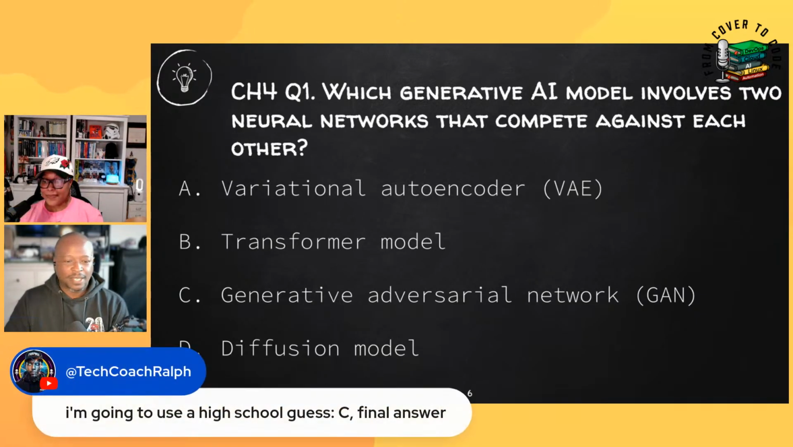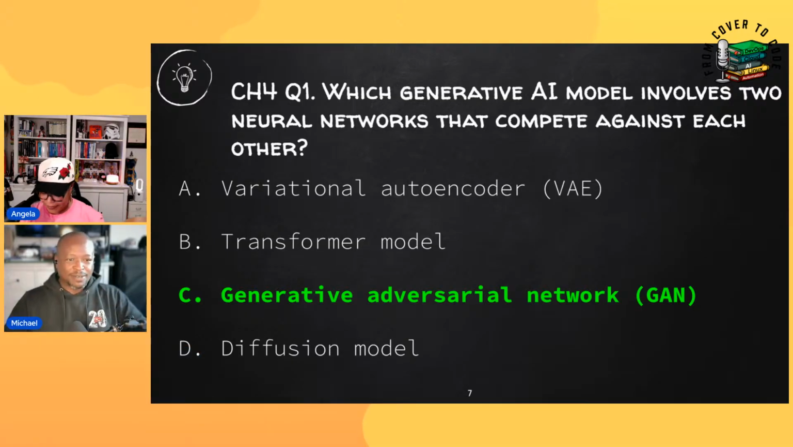So Tech Coach Ralph says he's going to use a high school guess. C is the final answer. And yes, C is the final answer for that one. So we got that one. We did that one as a group. Okay, I think I got one more question.